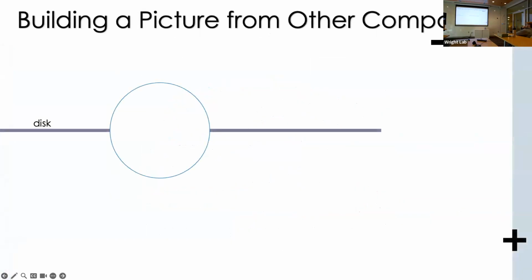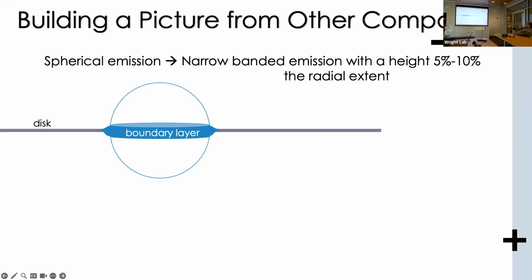So we can use these components to build up a coherent picture. So again, we have our accretion disk around a neutron star. If instead of spherical emission, we attribute this thermal component to narrow banded emission, which would be typical for a boundary layer component, and assuming that the height of this region is about 5 to 10% of its radial extent, we get a much more conservative value of the constraint from the thermal component using a banded emission of about 11 to 15 kilometers. This is now in agreement with what we were seeing from the relativistic reflection modeling.